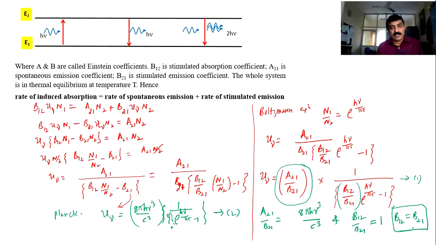This is the conclusion, and at the same time you can say this is the expression for energy density. So the conclusion: rate of absorption is equal to rate of emission. Whatever is absorbed, the same is emitted. Otherwise, whatever is emitted, the same is absorbed. This clearly shows that you cannot produce laser just by having 2 levels. It is better to have 3 levels.